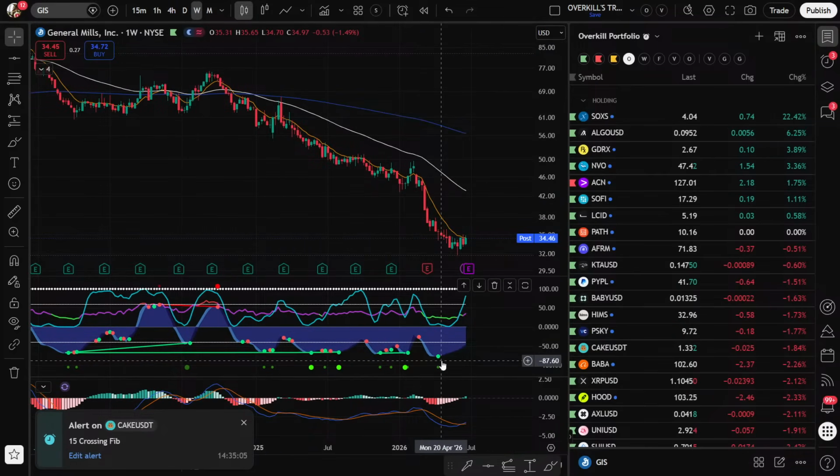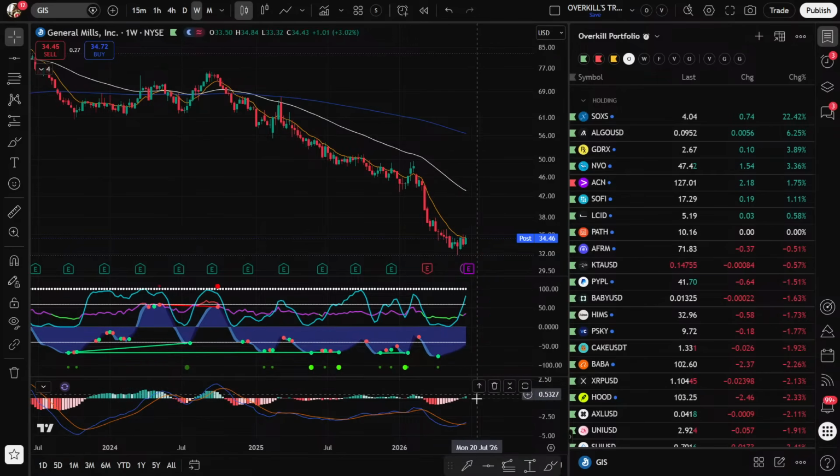I like it a lot. We got the signal right here at 34. It's sitting at 34, so you're buying it right where the signal came. It's also got the MACD crossover. They got an 8% dividend. I never took a position on it. No, I didn't.